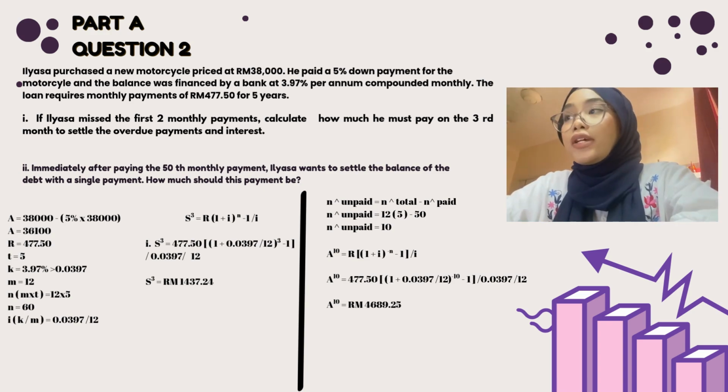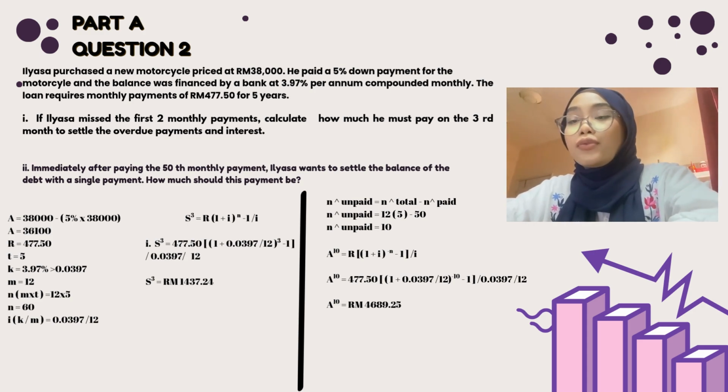So we go to the second question. The question says, immediately after paying the 50th monthly payment, Elisa wants to settle the remaining balance with one single final payment. So we need to find how much he should pay. First, calculate how many payments are left. Total payments equals 12 months multiply 5 years equals 60. Payments already made equals 50. So unpaid payments equals 60 minus 50 equals 10. Now, we use the present value of an annuity formula with negative n because we are discounting future payments back to the present time.